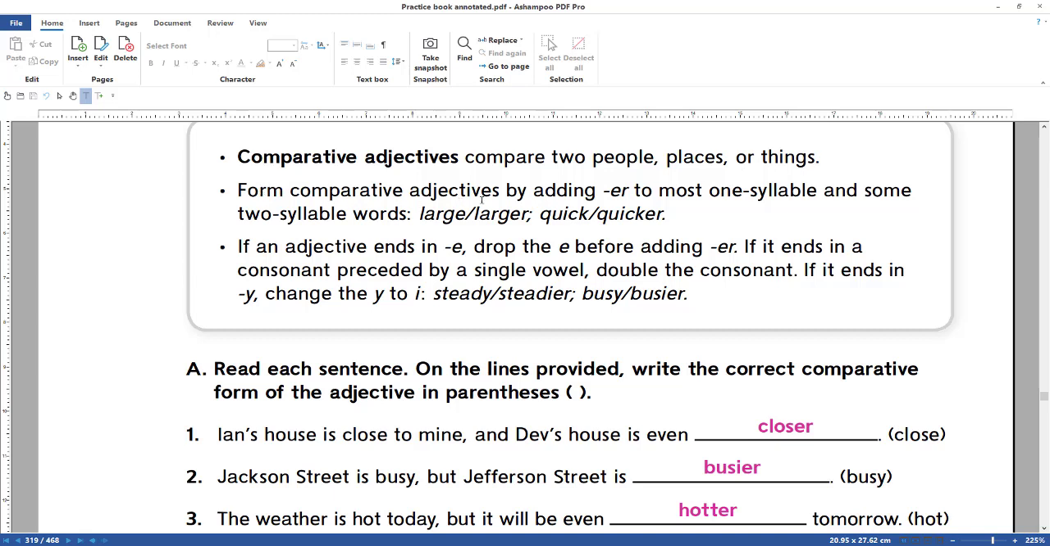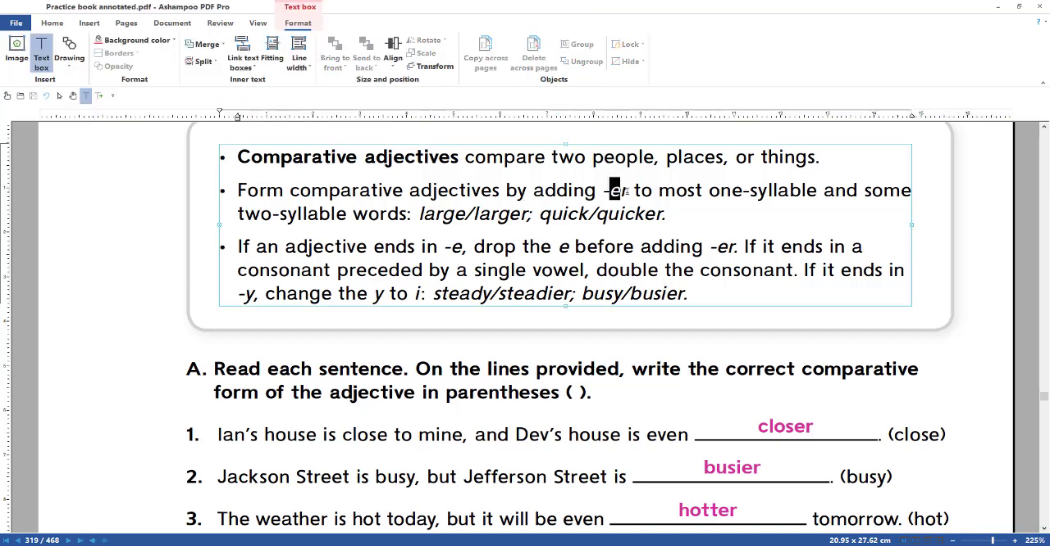How do we form comparative adjectives? We will just add er, as you can see here, to most one syllable words. What does it mean, one syllable? The one syllable word means that the word has only one syllable and it's very short. Like for example, large, or even quick. As you can see, both have only one syllable. The words are very short. So when the adjective is short and has one syllable, we will just add er to the end of it.